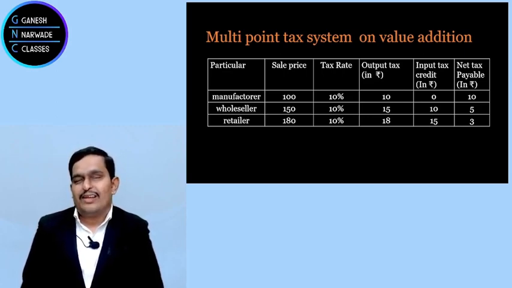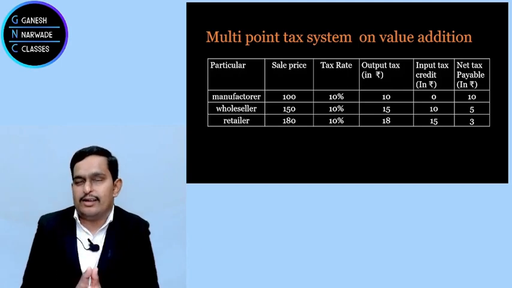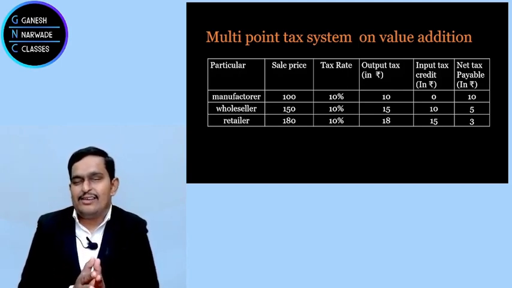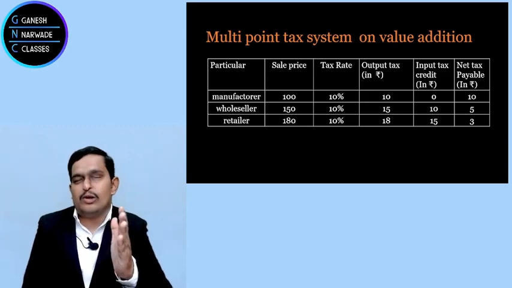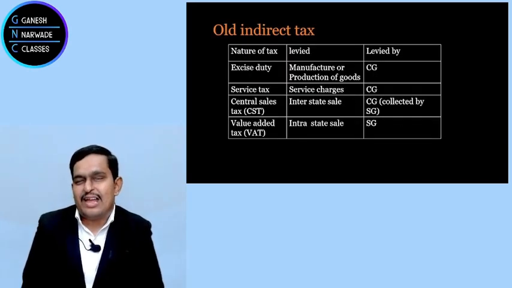Now, if the multi-point tax system on value addition is so good, then why did the government remove that old indirect tax system and bring the GST law? Question or not? Genuine question, correct? To understand that, we'll understand what were the old indirect taxes.